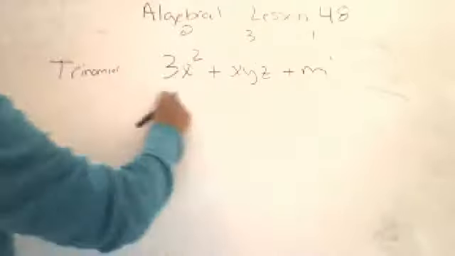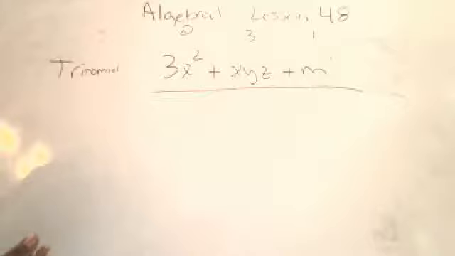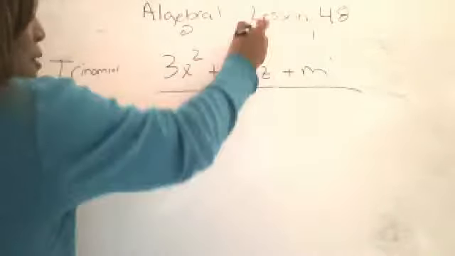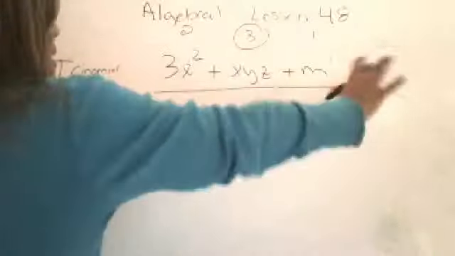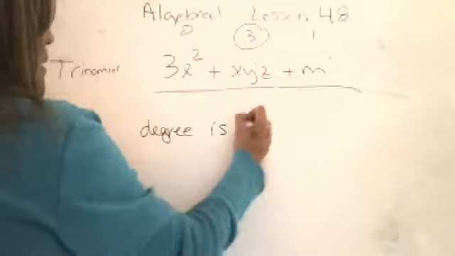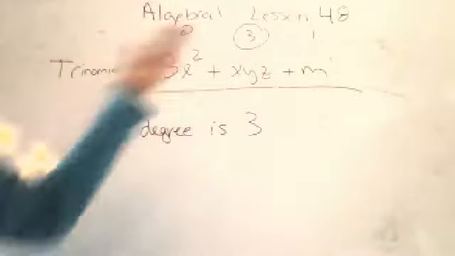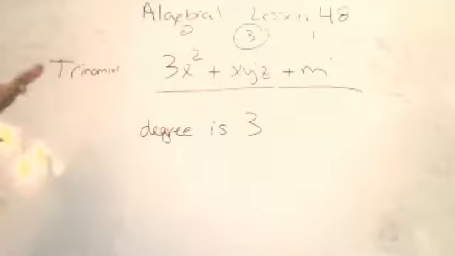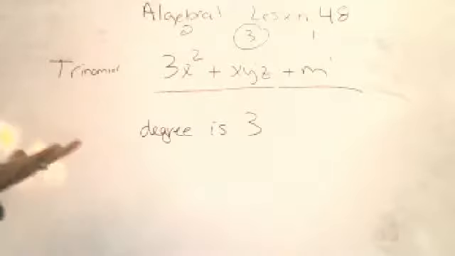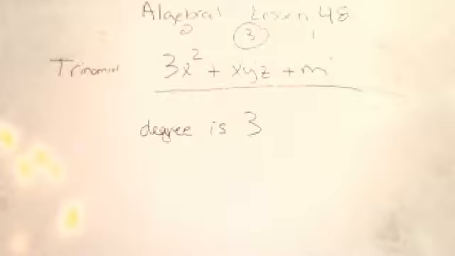So what's the highest degree of this trinomial? Which term has the highest degree? The second term. The degree is 3. So this whole trinomial, the degree is 3. So you would classify each polynomial, whether it's a binomial, trinomial, monomial, by its highest degree of each term. Okay, so you're like, I'm a little confused. Well, let's look at another one.